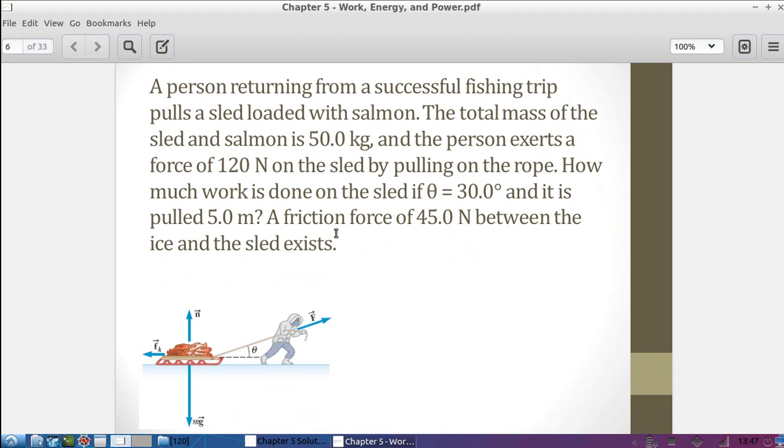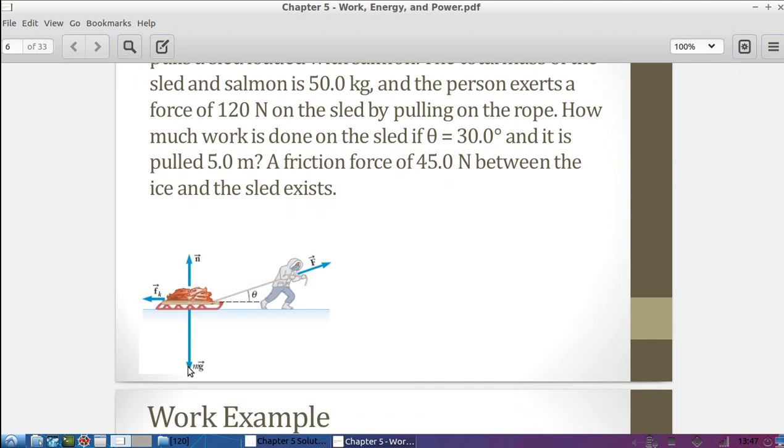So let's start off with a work problem here. Pretty straightforward. We have multiple forces acting on this sled, right? Somebody's coming back from a fishing trip. They've got a sled. They're applying a force in this direction, right? So we've got an angle theta. This person is pulling the sled, applying a force at this angle. There's a normal force. There's the gravitational force, and then there is friction.